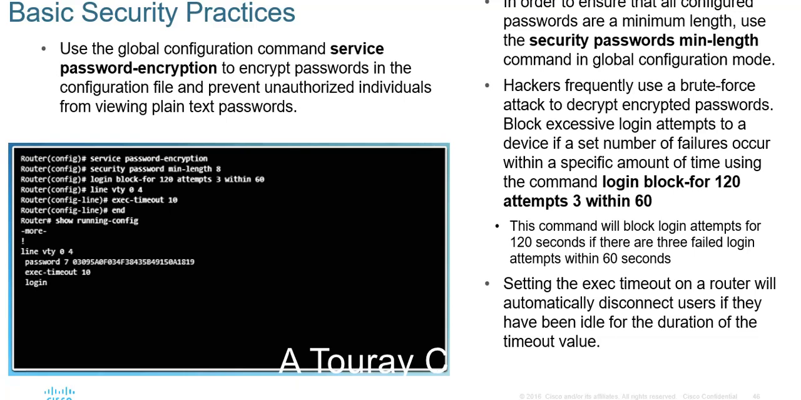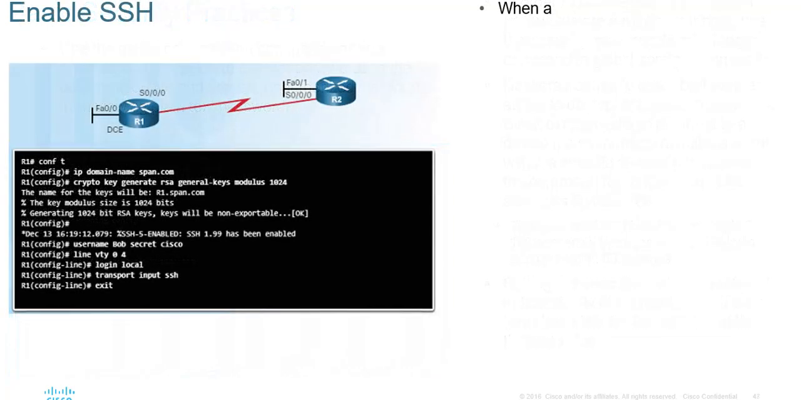And also the login block for 120 seconds, 3 within 60 seconds. Now this is telling you that it will block attempts for 120 seconds if there are 3 failed login attempts within 60 seconds. So if you try to log in, you attack, you try again, it doesn't, you try again, the third time it will block you, and then it will block you for 120 seconds if you try 3 attempts within 60 seconds at the same time.